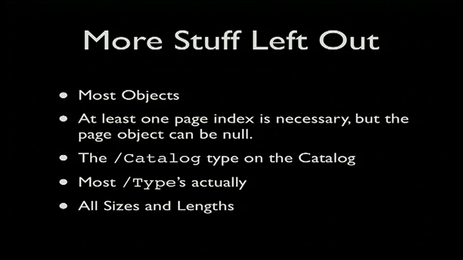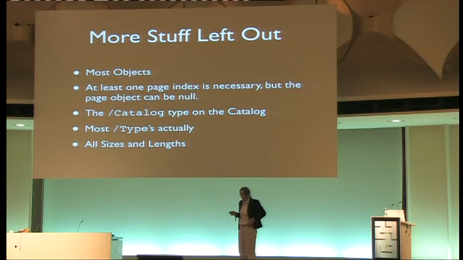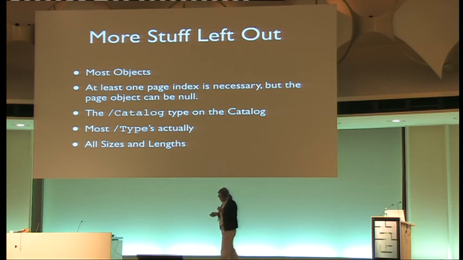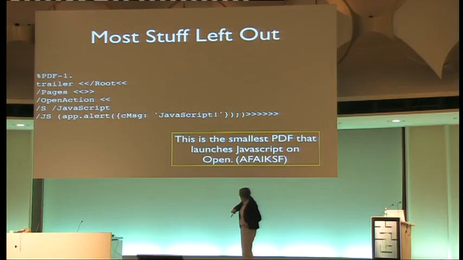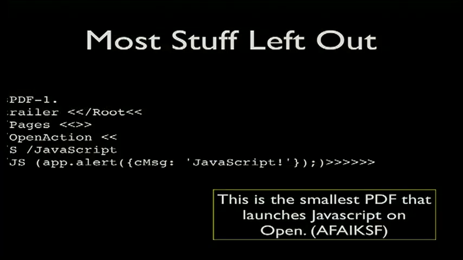You can also leave out most of the objects, or actually just all objects. References in general, just have them explicitly defined in place. You can leave the catalog type off because it's obviously the catalog because of how it's called. A bunch of the types you can actually leave out because they're figured out from context. And all the sizes and lengths of all the streams you can also leave out because Acrobat will figure it out from the actual data it has in hand. So if you take all the stuff you don't need out of a PDF, this is all you actually need to, say, run JavaScript.